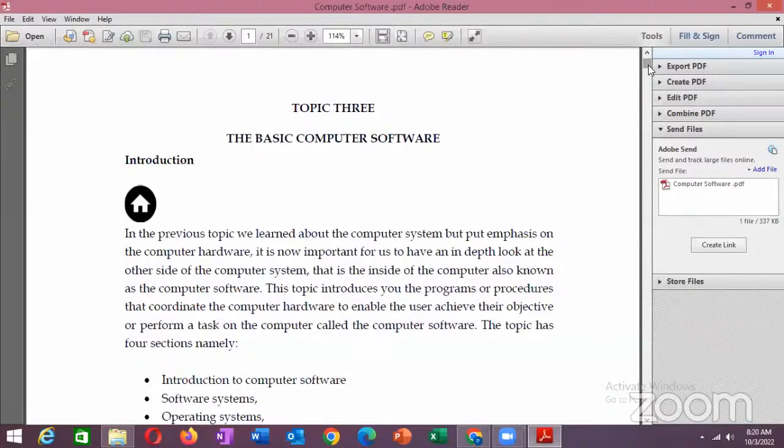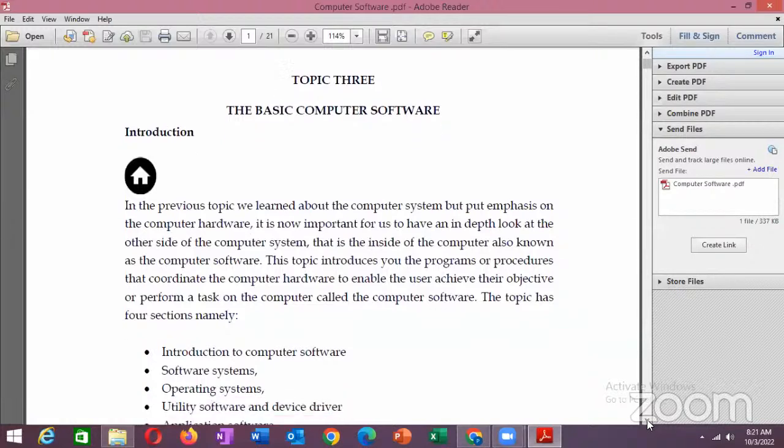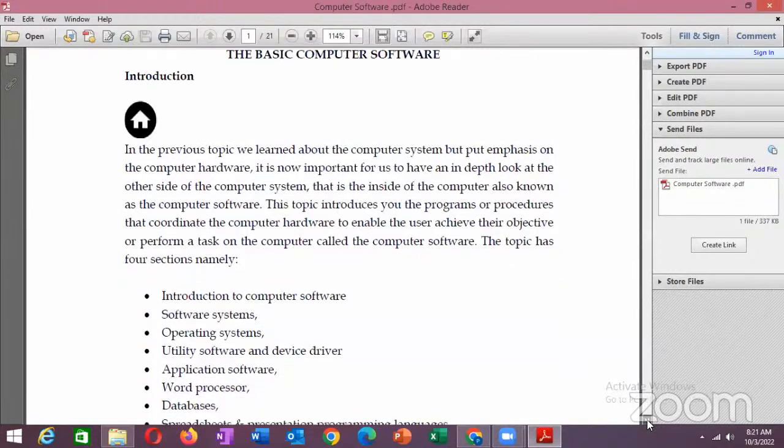The quiz, the assignment will close by 9th of 10th, 2022. So ensure that you do the assignment within that time of 7 days. If you want to do it beyond 7 days, then you won't be able to access those notes.